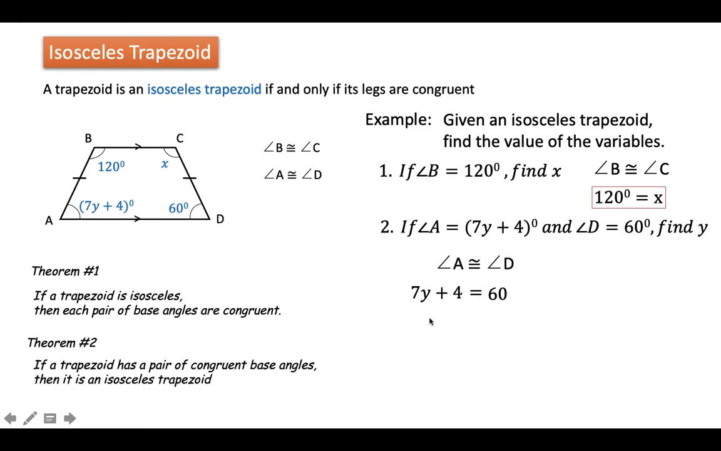So let us solve this algebraically. We want to isolate y, so add both sides by negative 4, so that 7y is left, then 60 minus 4 is 56, and finally divide both sides by 7, so that cancels 7, y is left, then 56 divided by 7 is 8, and the value of y is 8.